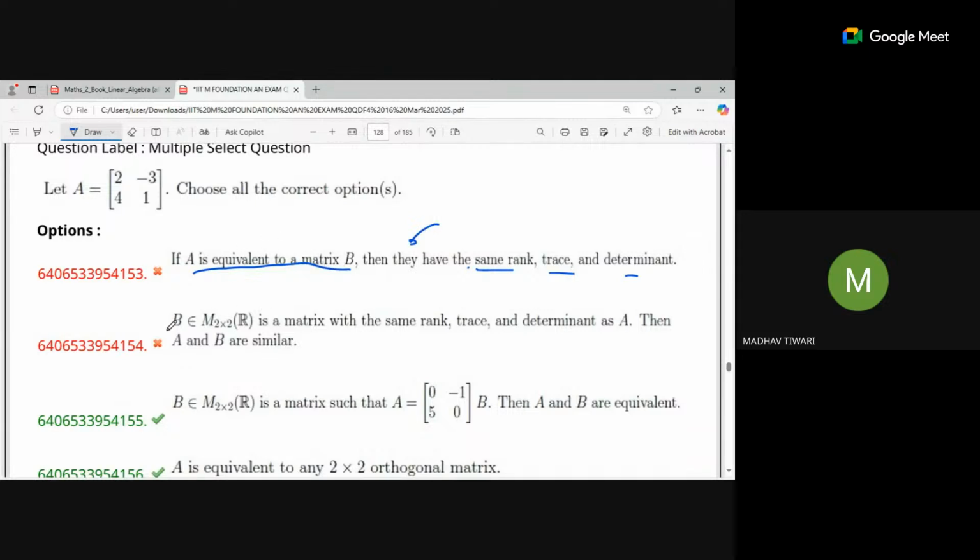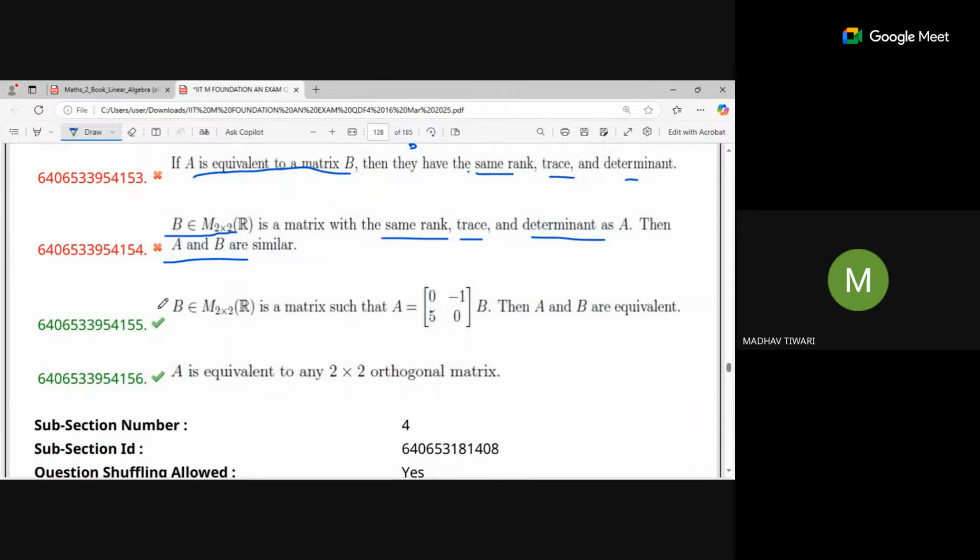Okay. In next one, it is given B is a 2 by 2 matrix with same rank, trace, and determinant. Then they are similar. No, it is not. Even after these things are same, still we can't say that they are similar. I gave already an example in the lecture in which I was explaining that topic.